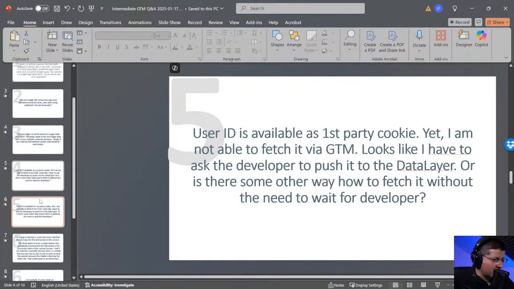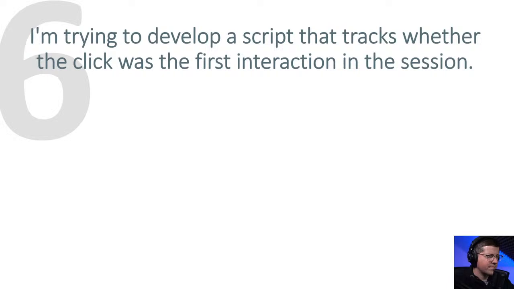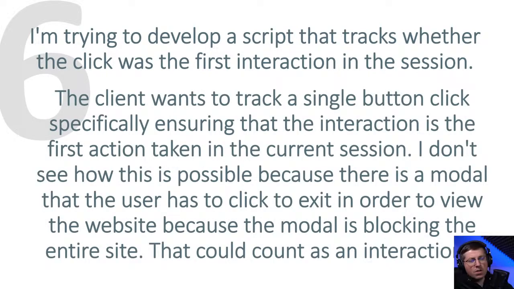All right, let's move to another question. I'm trying to develop a script that tracks whether the click was the first interaction in the session. The client wants to track a single button click, specifically ensuring that the interaction is the first action taken in the current session. I don't see how this is possible because there is a modal that the user has to click to exit in order to view the website. So I guess that's a cookie consent pop-up or something, because the modal is blocking the entire site. That click of that pop-up would count as an interaction.